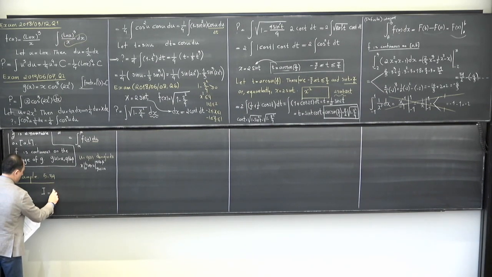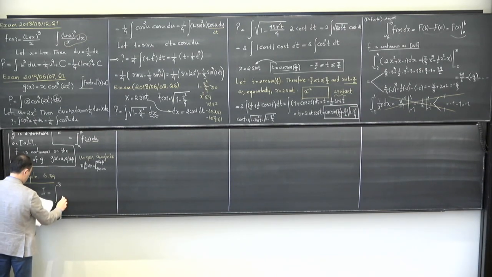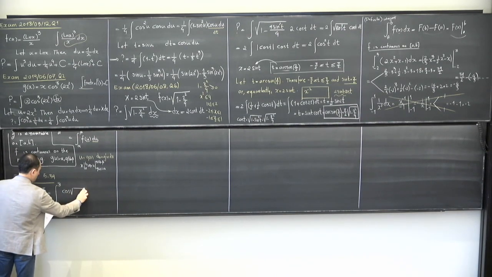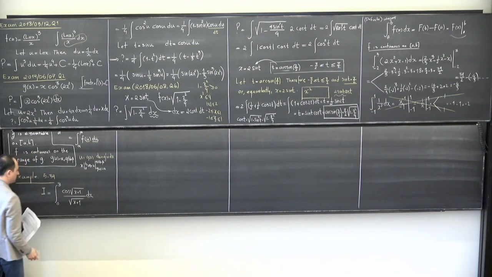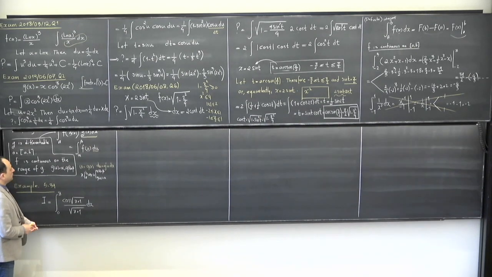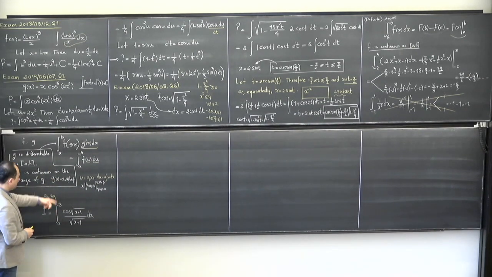Let me call it I. It is the integral from 0 to 8 of cosine of the square root of x plus 1, divided by x plus 1, dx. Okay, so you want to calculate this integral. First, if you don't mind, let me follow the theorem. And then after that, we can also solve it a little bit differently.